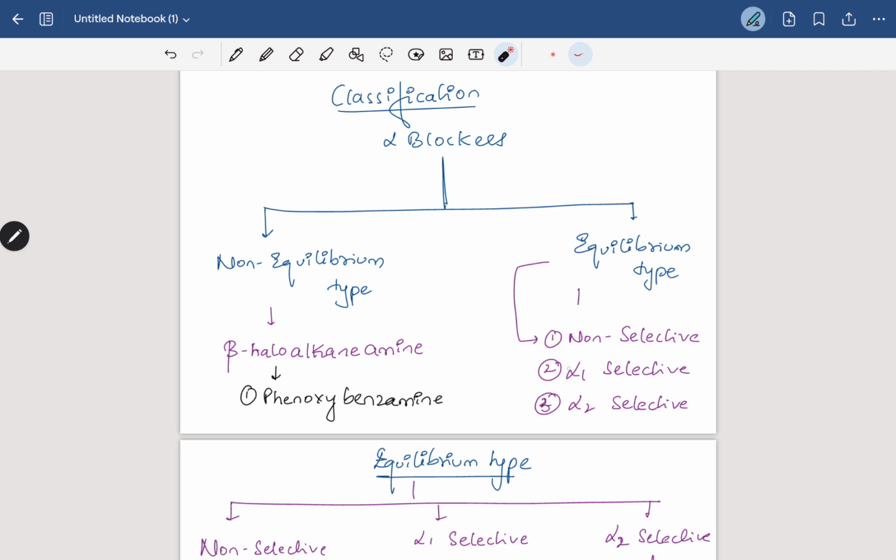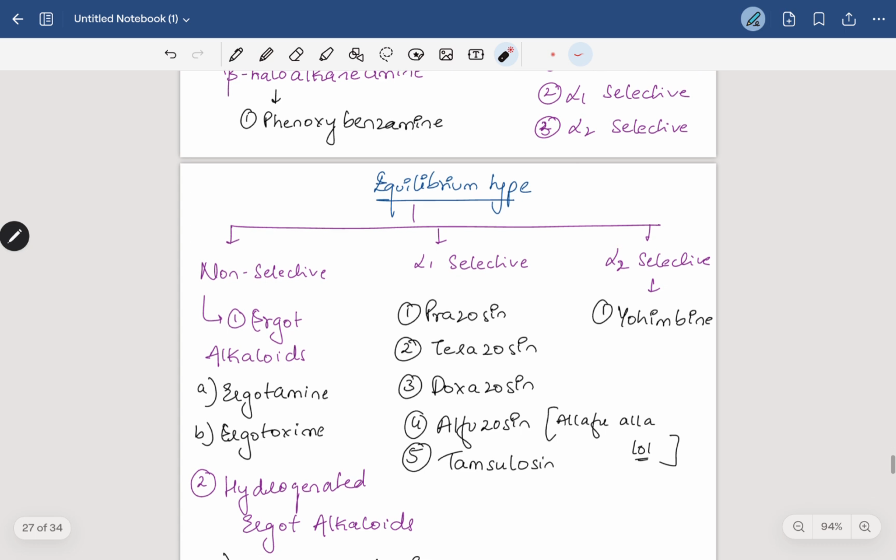That means that the drugs that come under this, they specifically act on alpha 1 receptors. The drugs that come under this, they specifically act on alpha 2 receptors. Non-selective in the sense, they act on both of them. They're not selective to any one, they act on both of them. So in equilibrium type, you have non-selective, you have alpha 1 selective, and you have alpha 2 selective. In alpha 2 selective, you have the drug that is yohimbine. This is easiest to remember, only one drug is there. So write this first, you have yohimbine over here.